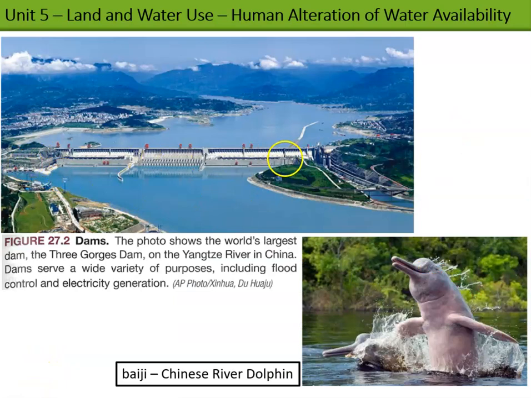Here's another picture of the Three Gorges Dam. And this is the reservoir formed behind the dam and the Yangtze River passing through. And over here is a picture of the baiji, the Chinese river dolphin. It's a small dolphin about 6 to 8 feet long, freshwater, the only freshwater dolphin species, and effectively extinct now.